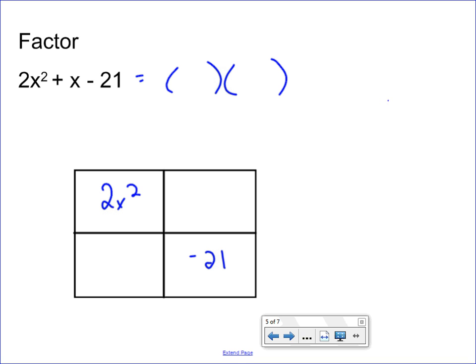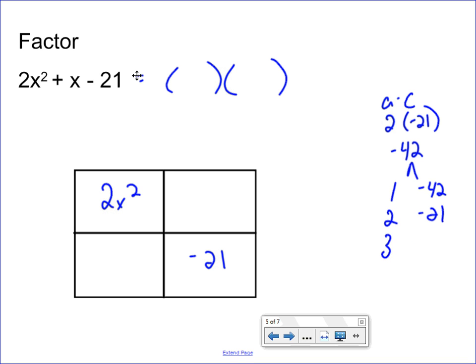Okay, if I look at the AC, the A is a 2, the C is a negative 21. So if I multiply those two together, I get a negative 42. I'm looking for factors of negative 42 that add up to a 1. So I'd have a 1 and a negative 42. I know those don't work. I got a 2 and a negative 21. I know those don't work.